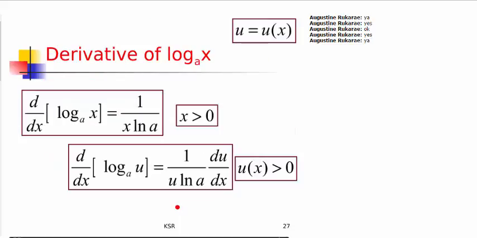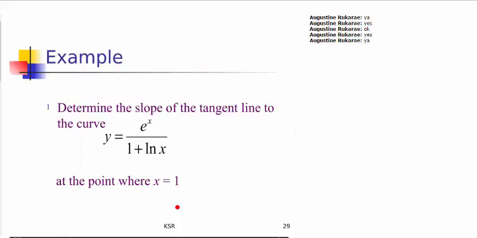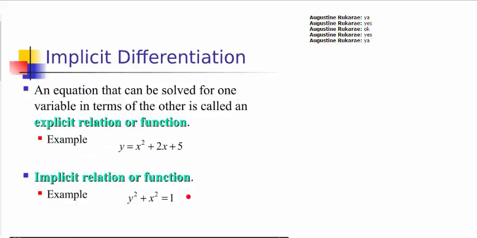So that's this. Now, when do we use the rule of implicit differentiation? You must have heard about implicit differentiation. This is where you have x and y both combined. There you will not be able to make y the subject of the formula to some extent, right? So here it says an equation that can be solved for one variable in terms of the other is called an explicit relation or function.